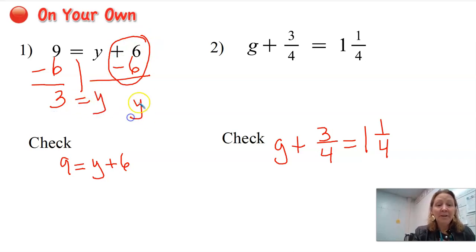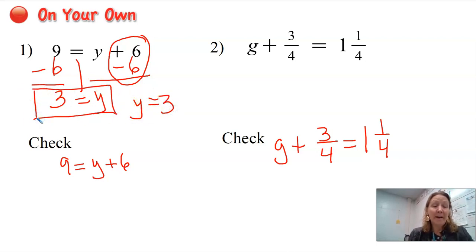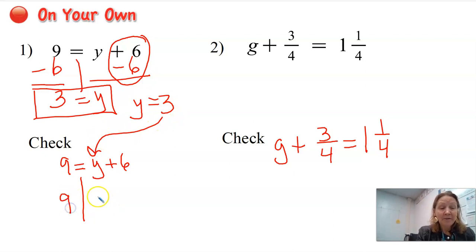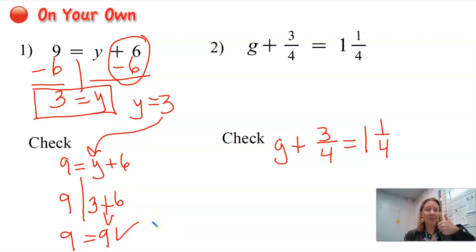And if you want to change it and put it like this, I'm okay with it, but I'm also okay with you writing that. Okay, so now when I check, I'm going to rewrite my equation. I'm still going to draw the balance scale because I'm going to check to see if the left side and the right side are the same. I'm going to plug that 3 in, and I'm going to do the math just like we learned how to do last week. And if you end up with 9 equals 9, cha-ching, I put a check mark. I know y equals 3 is correct.